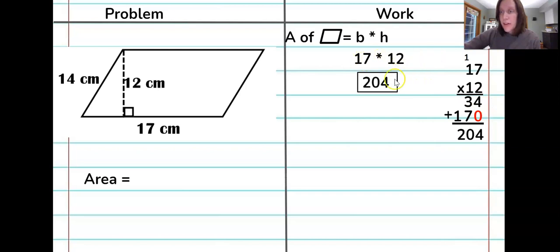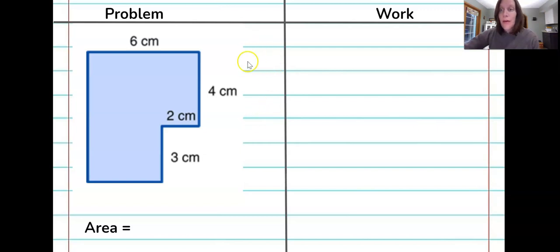So when I did 17 times 12, I got 204. When I write it over here for my final answer, I need to make sure that I'm putting 204 centimeters squared. So you put that little 2 there to say that's how many centimeter squares would fit inside this parallelogram. So go ahead and draw your horizontal line. And now we're going to do another example.